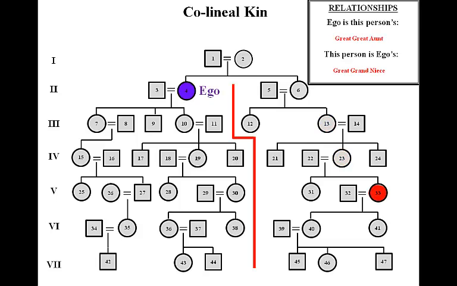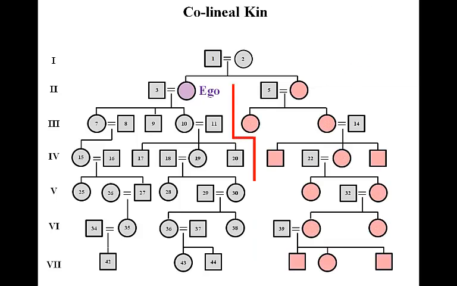great-aunt-grandniece, then a great-great-aunt, great-grandniece, then a great-great-great-aunt and a great-great-grandniece, followed lastly by a fourth great-aunt and a third great-grandniece. So now we have all of ego's colineal kin to the right. At the very top, in the same generation, she has her sister, and at the very bottom, in the 7th generation, she has her third great-grandnieces and nephews.